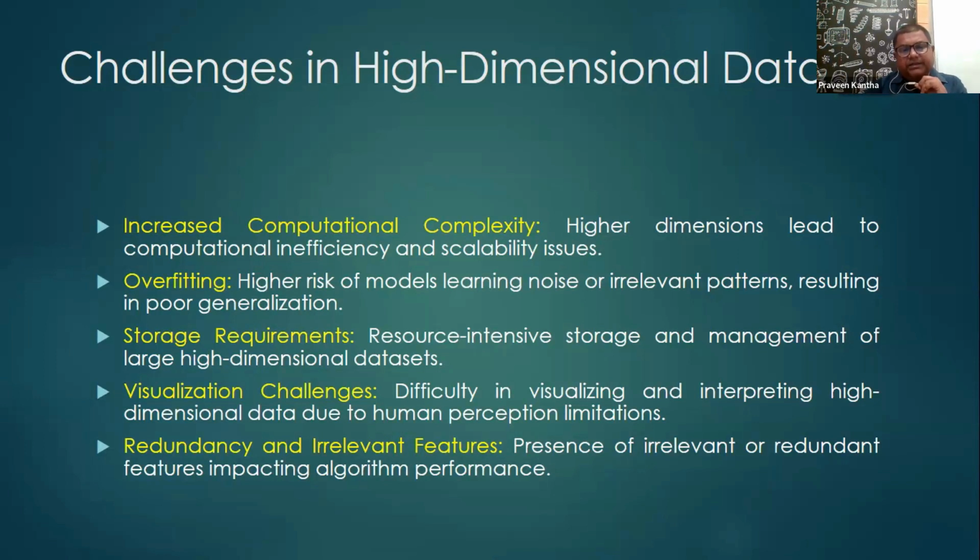Next is the redundant and irrelevant features. The presence of irrelevant and redundant features impacts the algorithm's performance, because the main problem of a high dimensional data set is that redundant features always give bad performance.